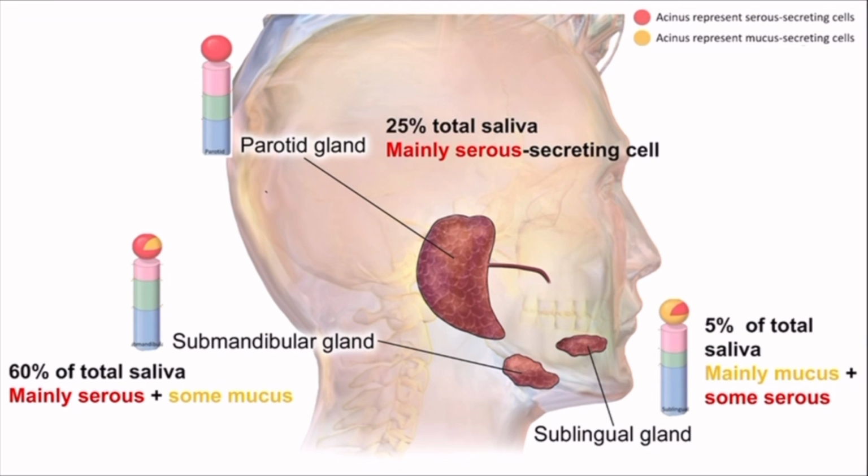The sublingual gland is the least significant of the 3 glands, only producing 5% of saliva, primarily made of mucous acini with a smattering of serous acini, drawn in for good measure.